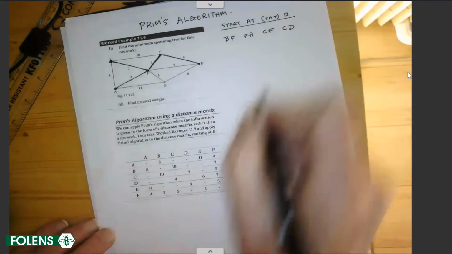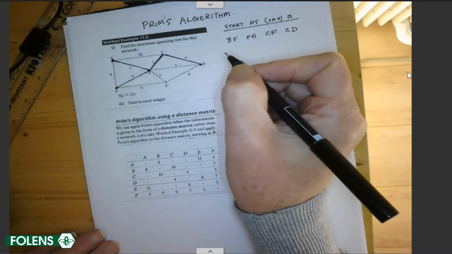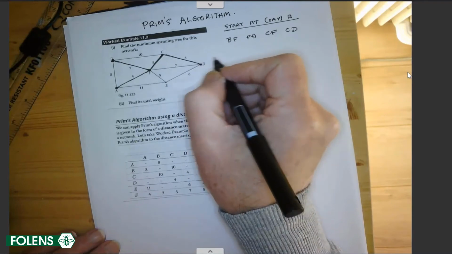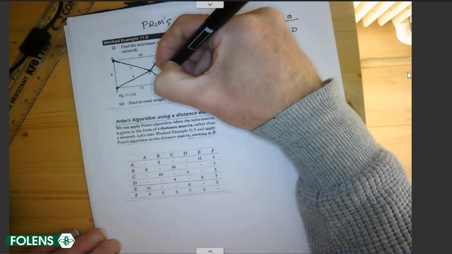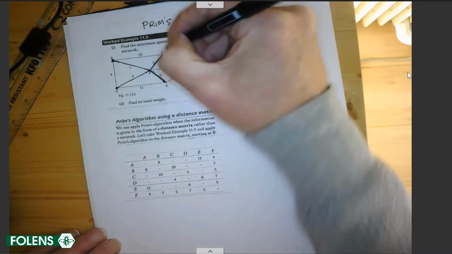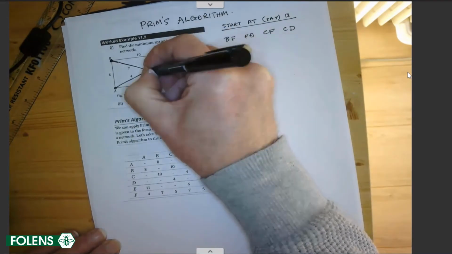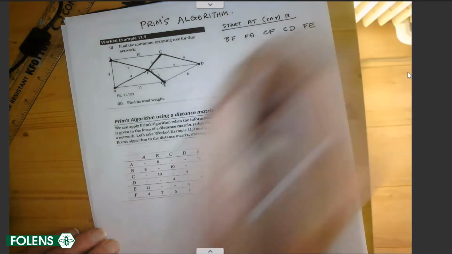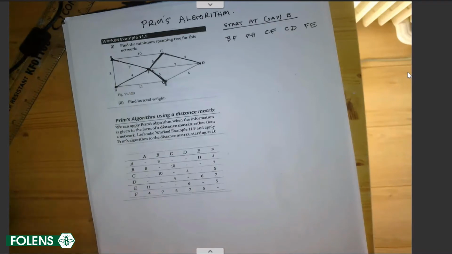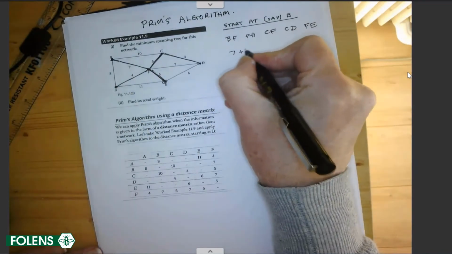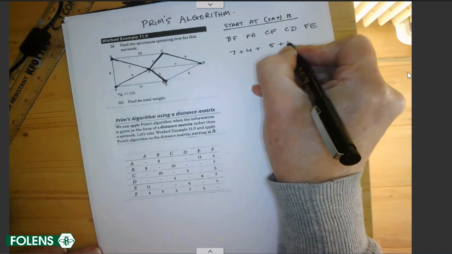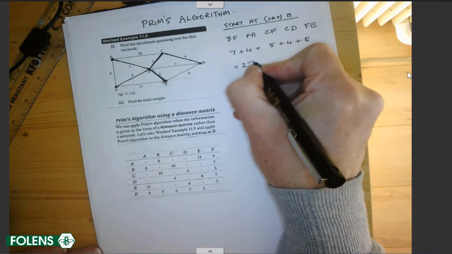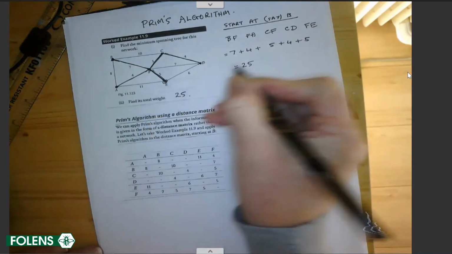C to D. Now, I've only one more to go, and again, I must not create a loop. I must never create a loop or a cycle. And my last one is F to E because it's 5, and now I have linked all of the points, and that's my spanning tree. Now, the total weight of that is 7 and 4 and 5 and 4 and 5, 16, 25. That's the answer, 25 units.